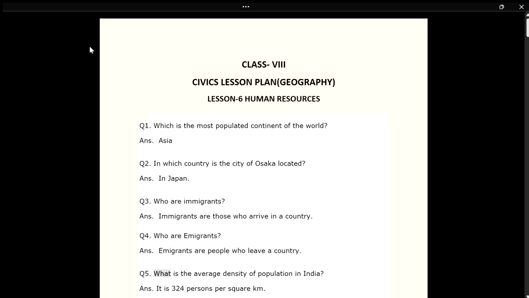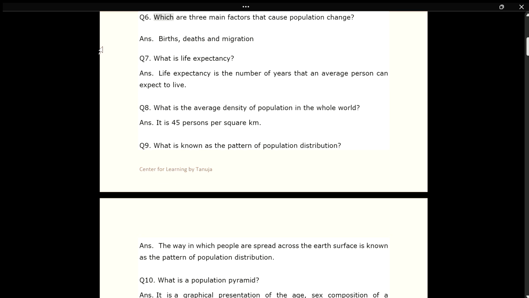Q5. What is the average density of population in India? Ans. It is 324 persons per square kilometer. Q6. Which are three main factors that cause population change? Ans. Births, deaths and migration.